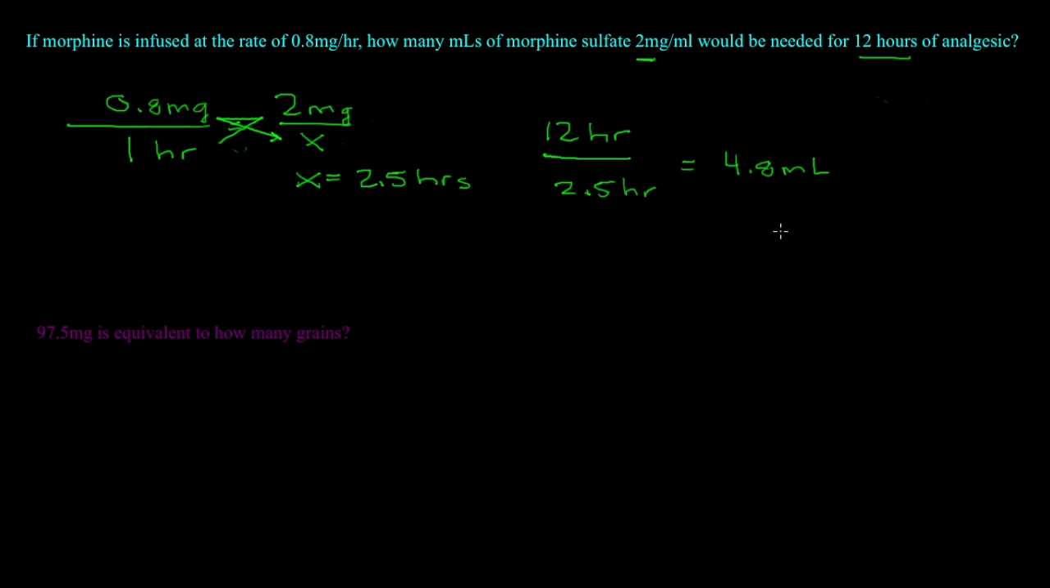The next question is 97.5 milligrams is equivalent to how many grains? Well, we know that 1 grain equals how many milligrams? 1 grain equals 65 milligrams. So that's going to be our known. So 1 grain equals 65 milligrams. We want to know how many grains are 97.5 milligrams. So when we set up this way and we cross multiply and divide, that'll give us 1.5 grains.